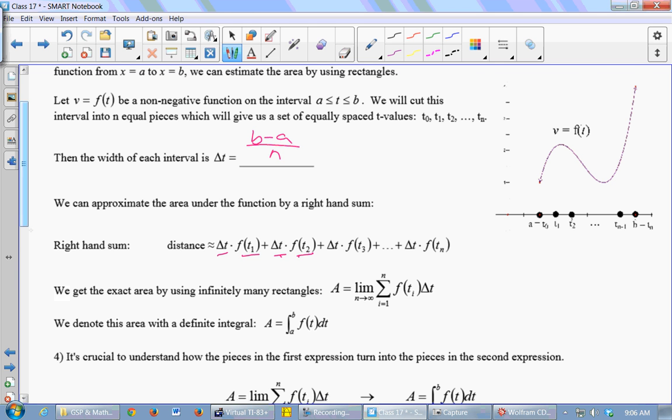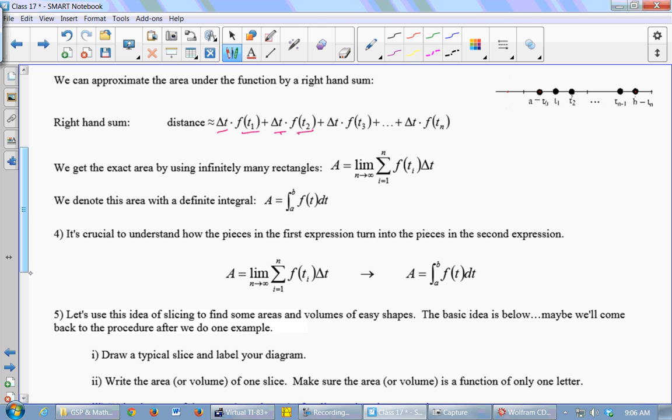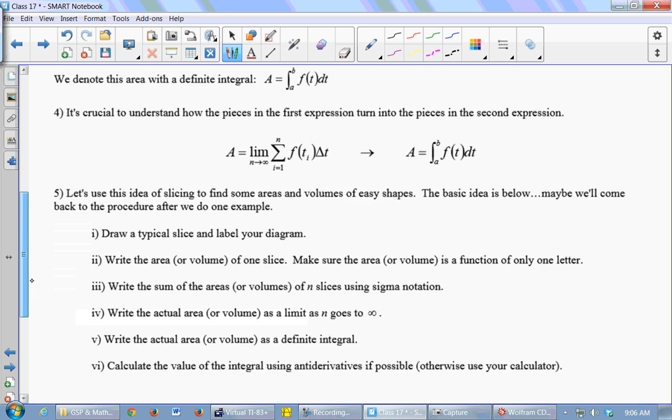And then we find the exact area by letting the number of rectangles go to infinity. So you take this sum and let n go to infinity. And we denote that by a definite integral. The integral from a to b of f of t dt. So it's crucial to understand how the pieces of the first expression, the limit of a sum, become the pieces of an integral. Okay, because we're going to be doing this over and over again.